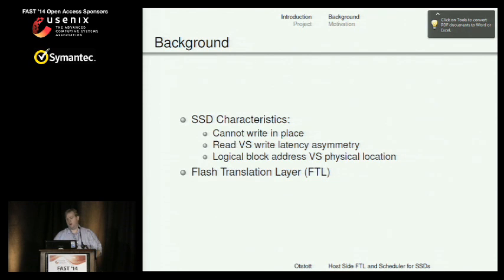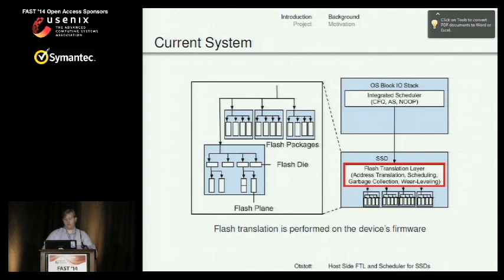And a logical block address does not have any meaning as far as where the block might be physically in the device. So in order to solve this, modern SSDs provide what's called a flash translation layer, which allows the SSD to present a generic block device to the operating system. So here's what the architecture looks like. We have the I/O stack on the host, and it's going to send requests to the device, which is going to be received by the flash translation layer. And that's going to do all address mapping as well as scheduling, garbage collection, and wear leveling.